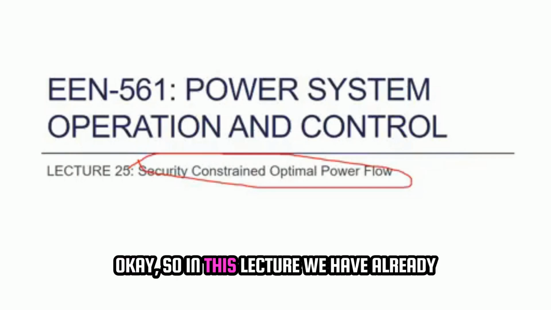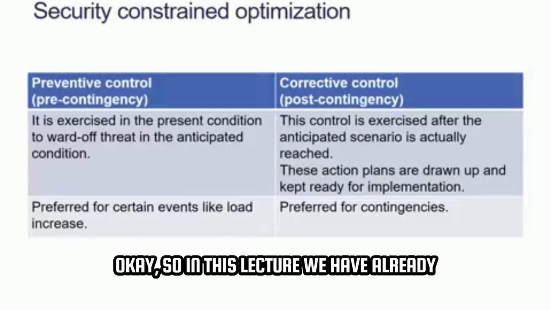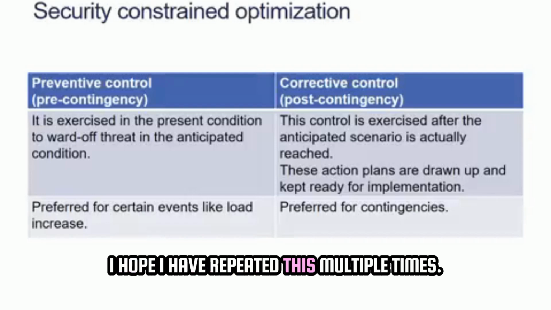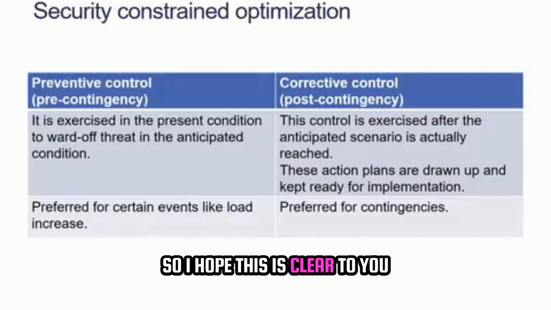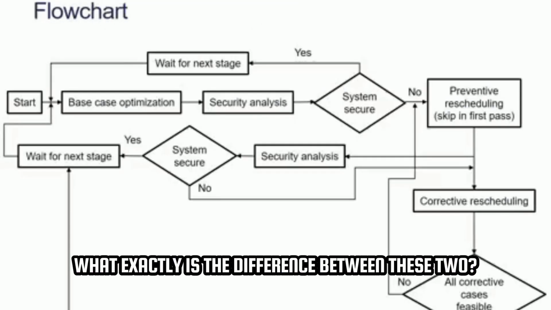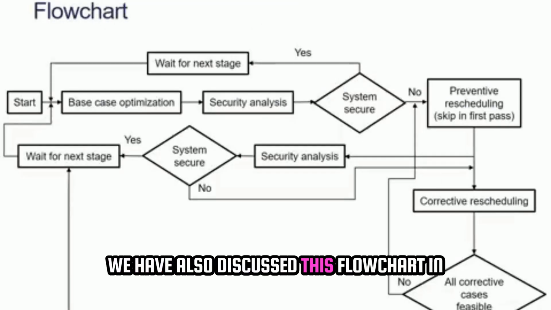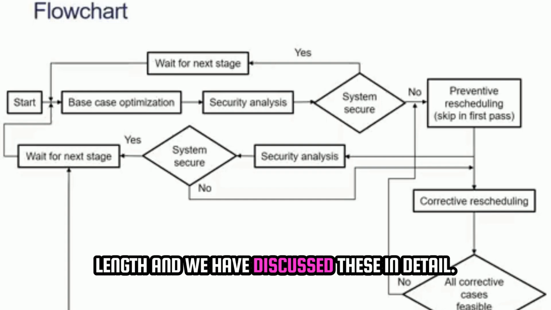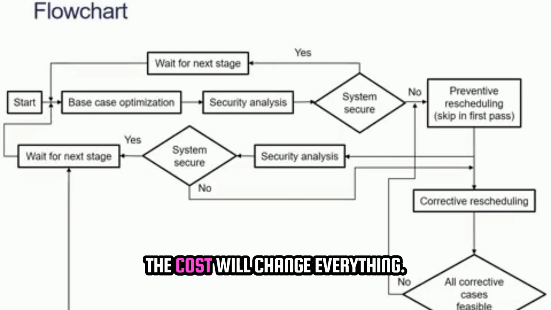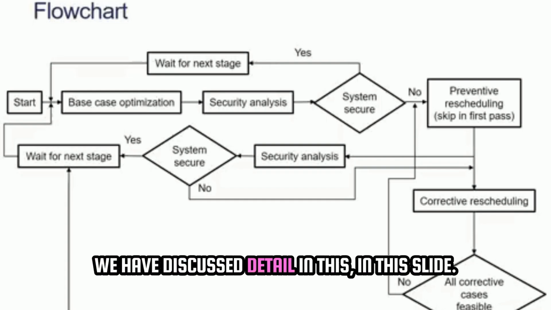In this lecture, we have already seen the preventive and corrective control. I hope I have repeated this multiple times, so it is clear to you now what exactly is the difference between these two. We have also discussed this flow chart at length, how the process will move on and how the cost will change. Everything we have discussed in detail in this slide.